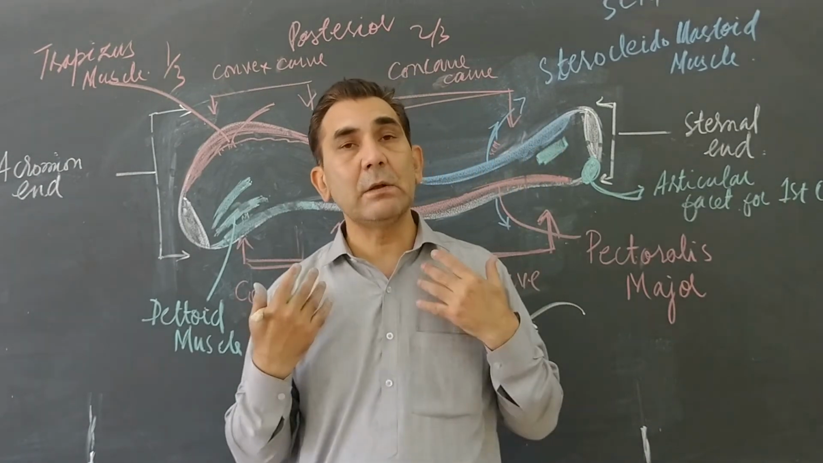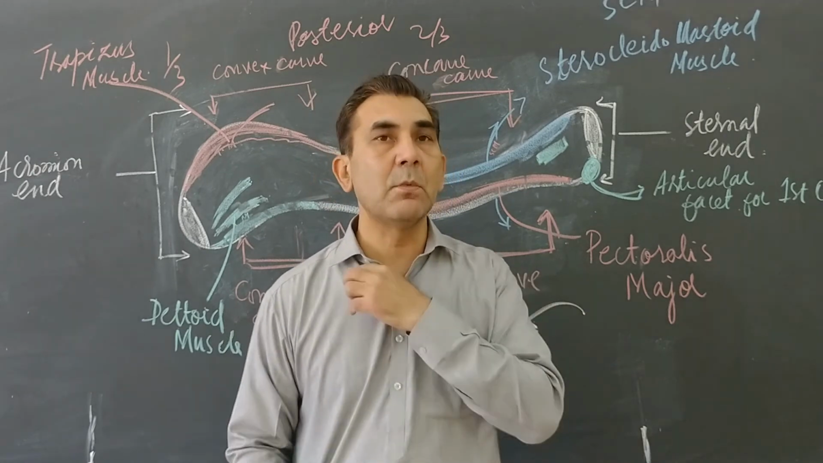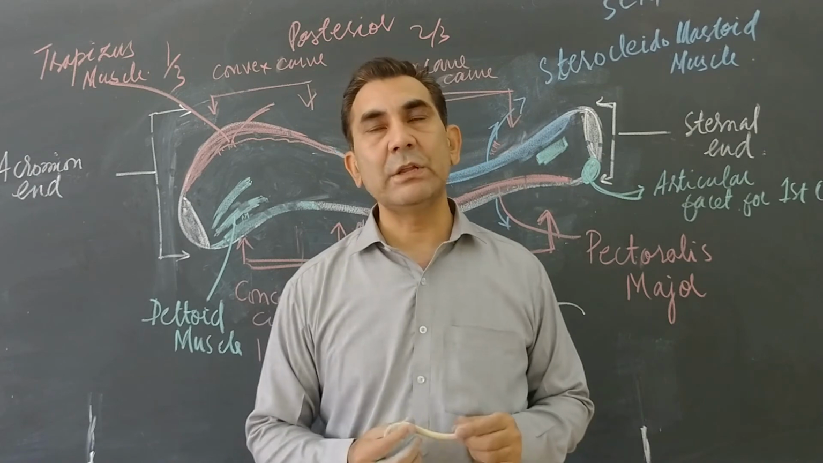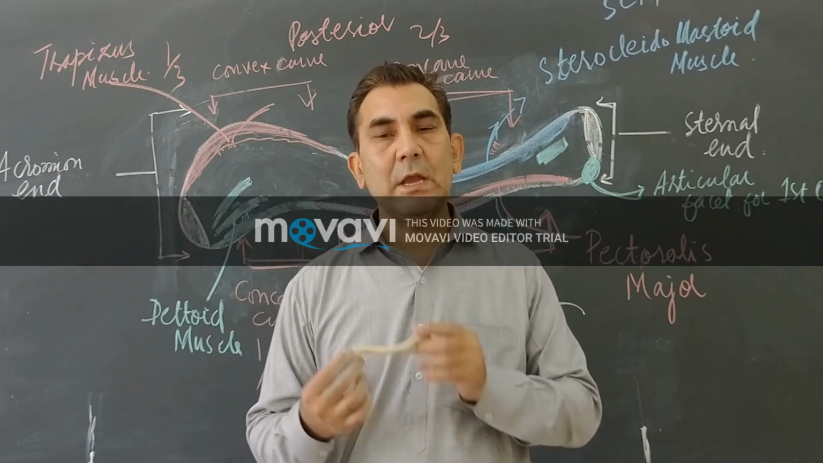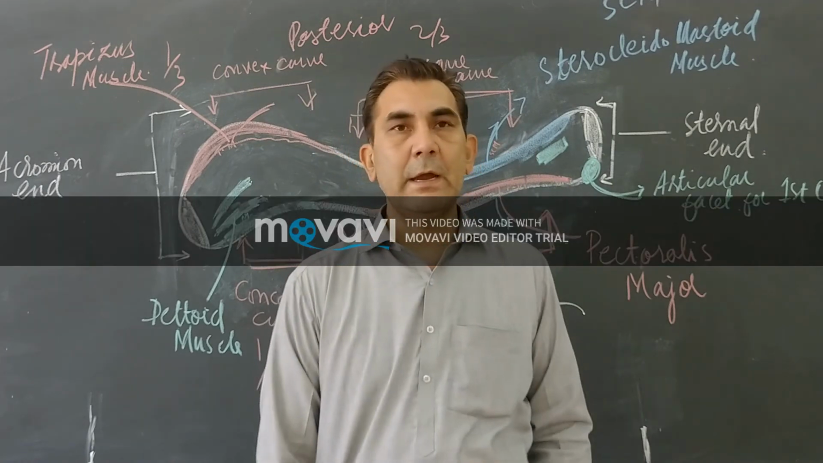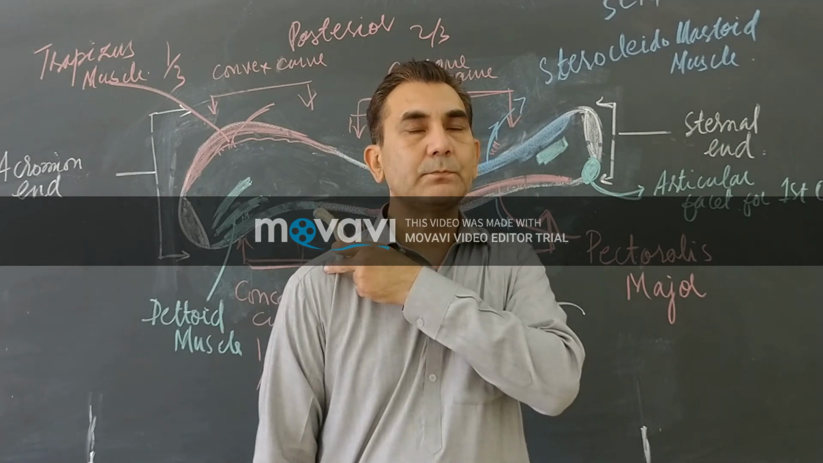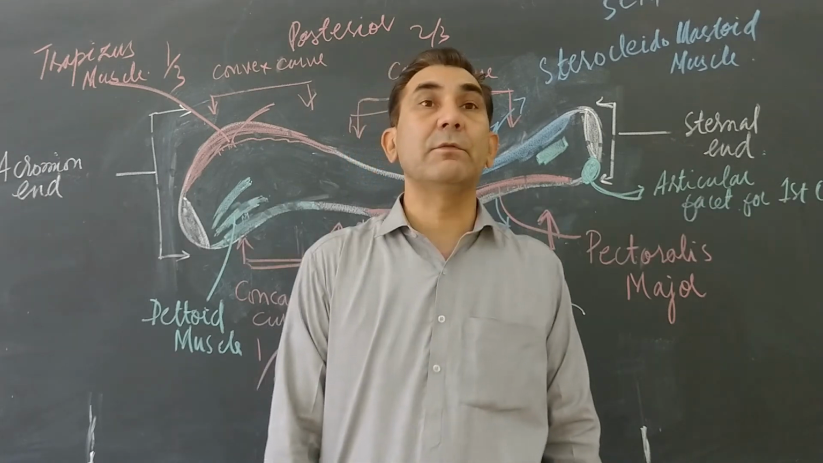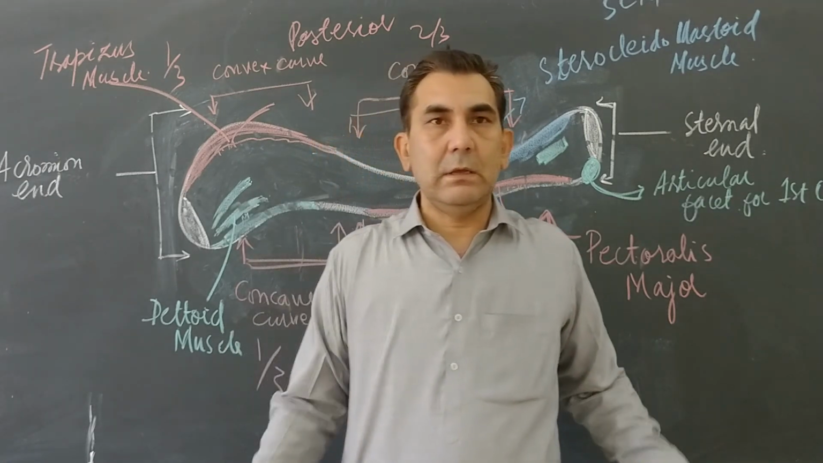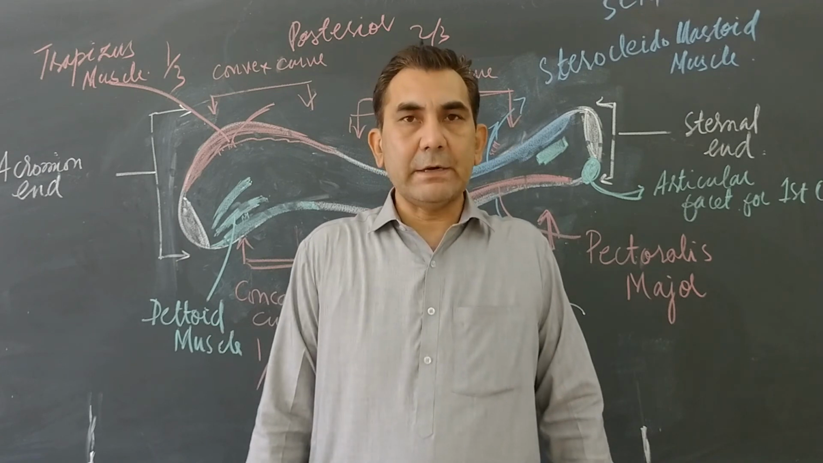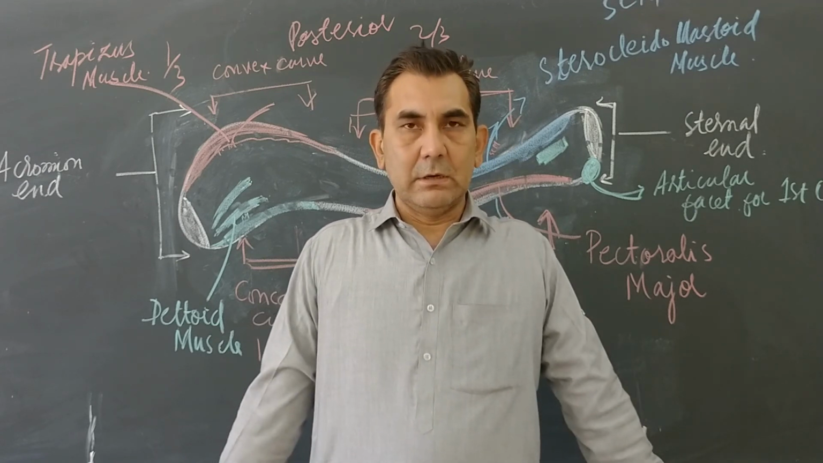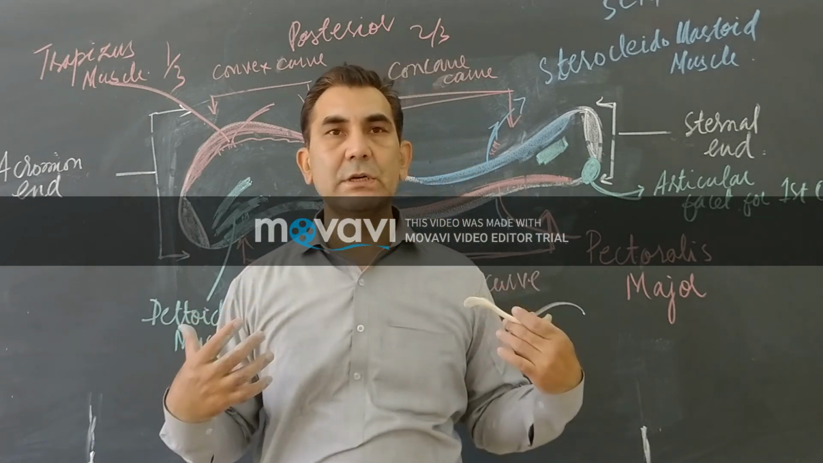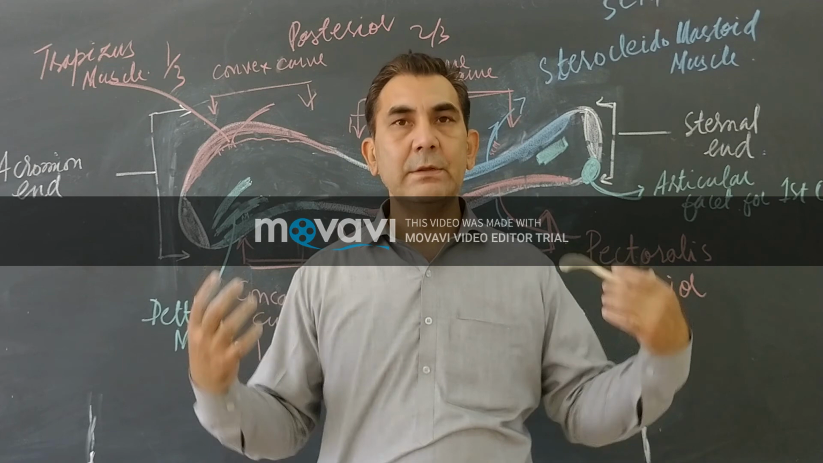In the woman, the clavicle bone is a little bit shorter, thinner, and less curved. And in the woman, the acromion end of the clavicle bone is a little bit lower as compared to the male. So the shoulders of the male are more erect, at a higher level as compared to the female. In the female the shoulders are a little bit lower.